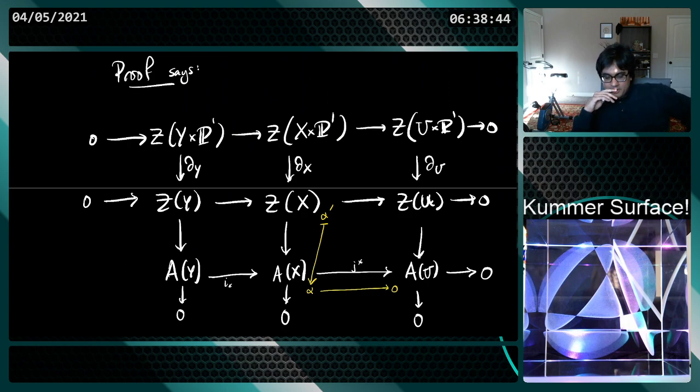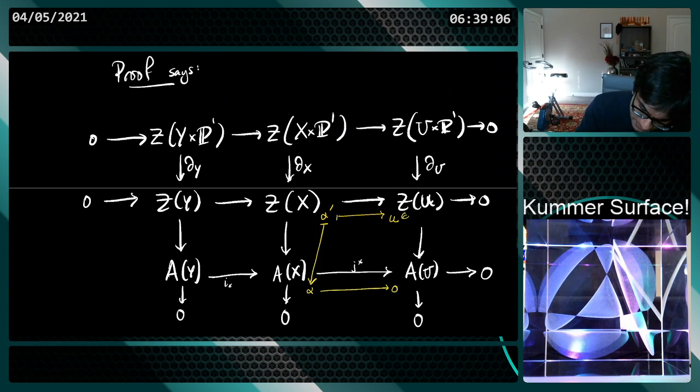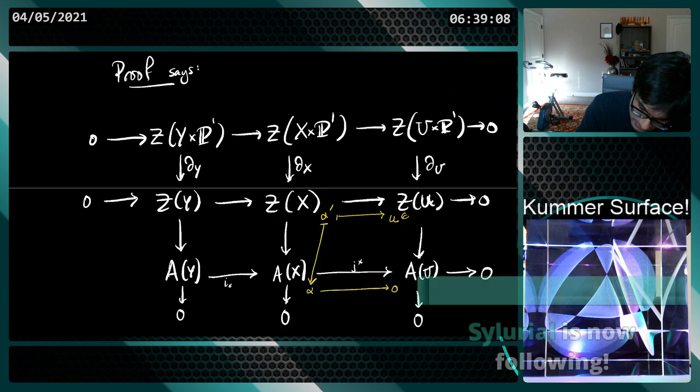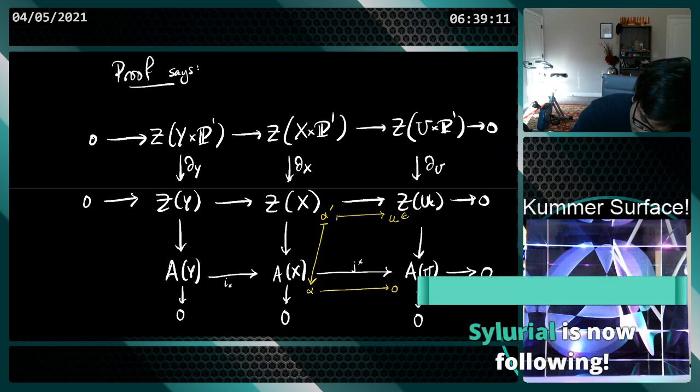Wait, does this actually work? Pick an alpha prime that maps to it. Let's call this U. U is in the kernel of this map. So there exists a U prime that maps to U.